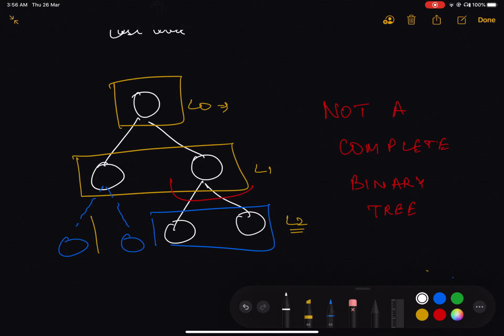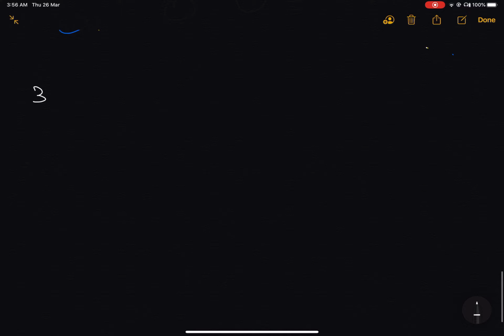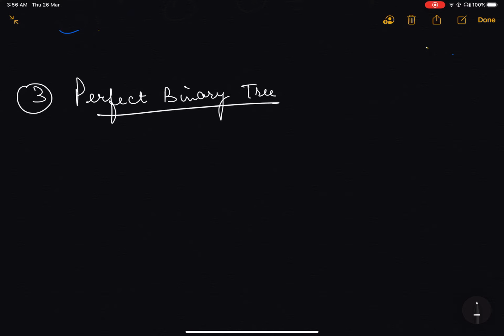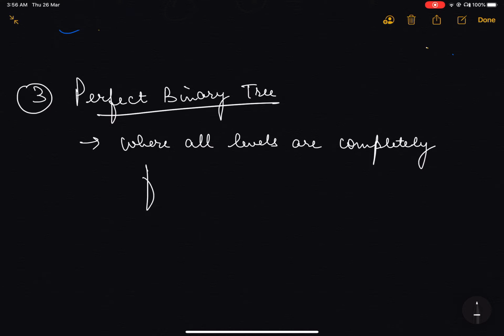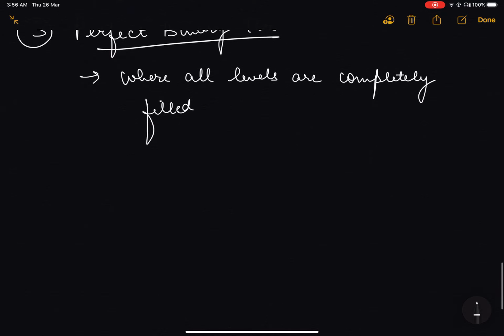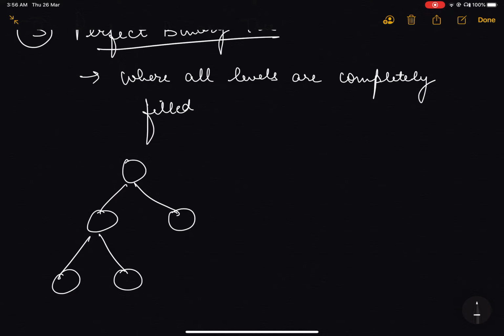The third type of tree that we are going to study is known as perfect binary tree. A perfect binary tree is a binary tree where all levels are completely filled. Let us take an example. Is this tree a perfect binary tree?